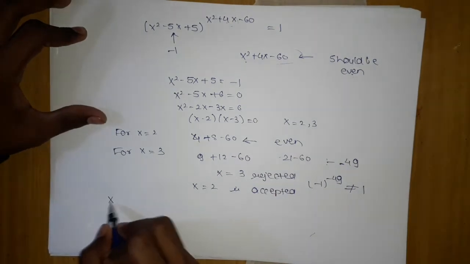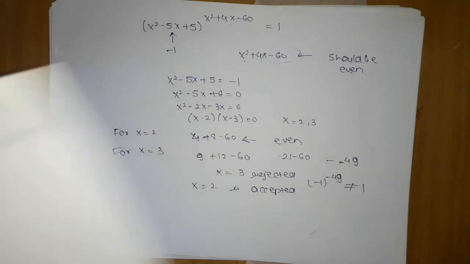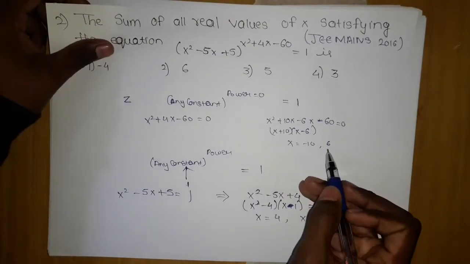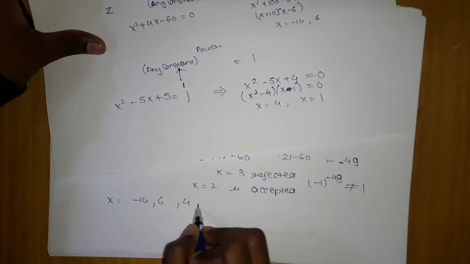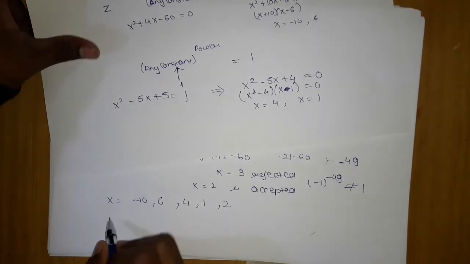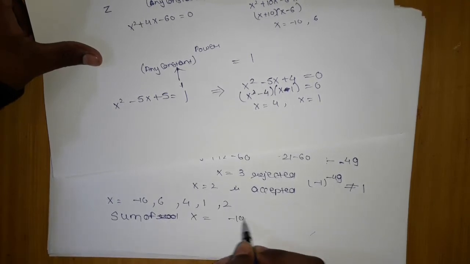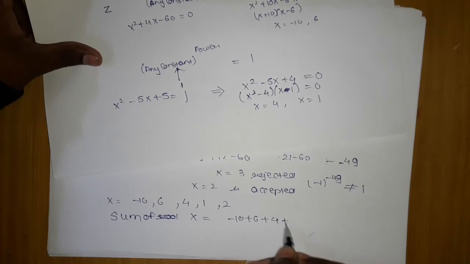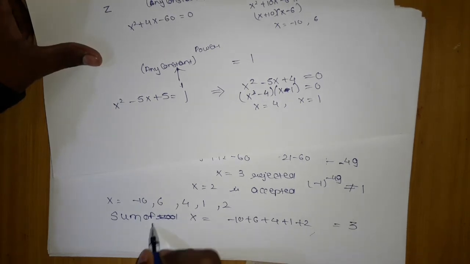So how many values are possible, from the previous case and from now also? We got minus 10, 6, and 4, 1, and here 2. Now let's take the sum of all x. Minus 10 plus 6 plus 4 plus 1 plus 2. Minus 4 will cancel out, giving me 3. So 3 is the answer.